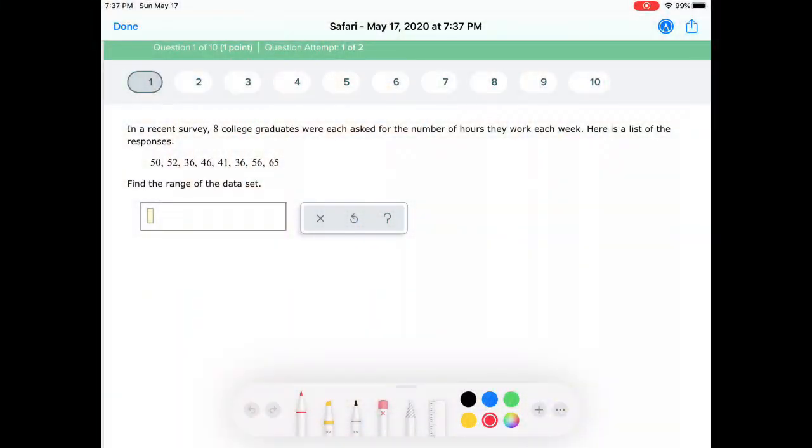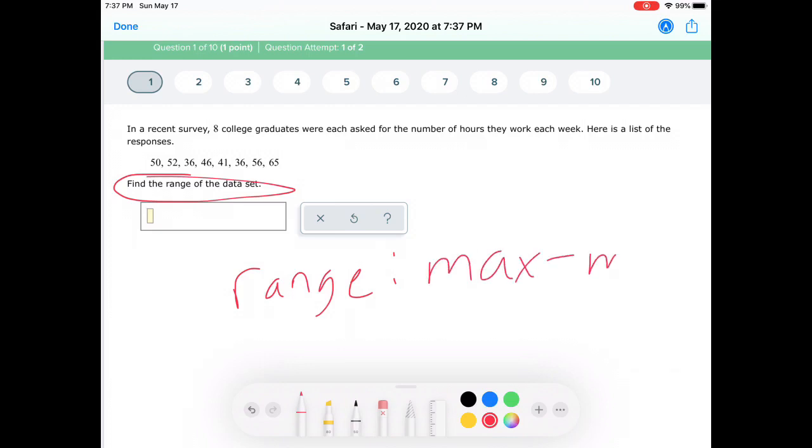The first couple of questions we're going to look at deal with the range. So we're looking for the range of the data set, and when you're looking at the range, what you're really looking for is the maximum minus the minimum. Maximum being the highest number and the minimum being the lowest number.